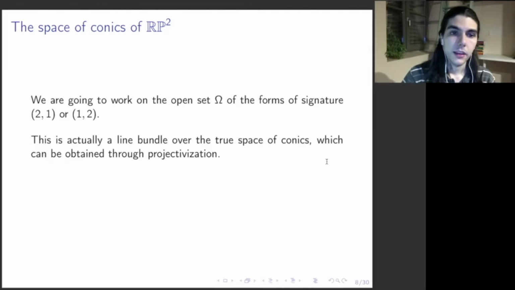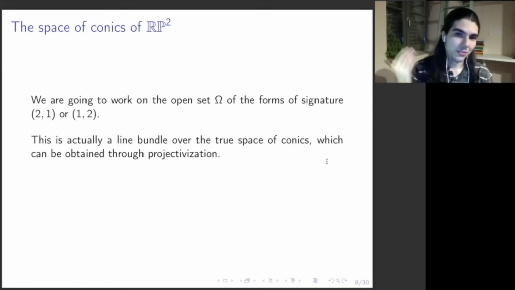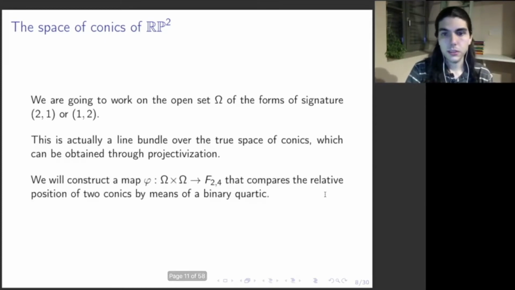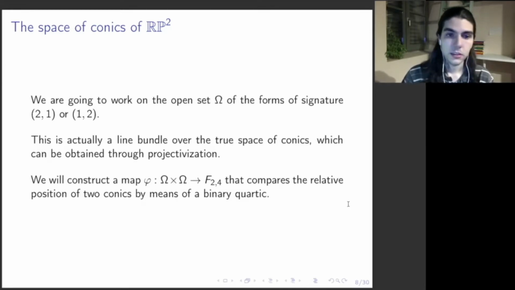But actually this is a line bundle over the true space of conics, because if you take a multiple of the same expression, those two different expressions give the same curve. They represent the same conic in the projective plane. So really we should projectivize if we really want to work on the space of conics itself. But as we'll see, it is fruitful to work on this line bundle because it gives us a degree of freedom which we'll exploit a little later.